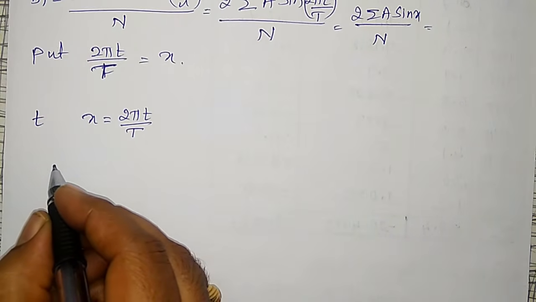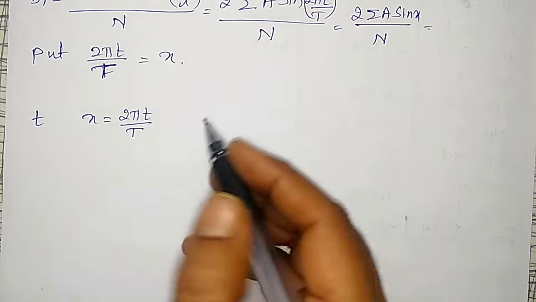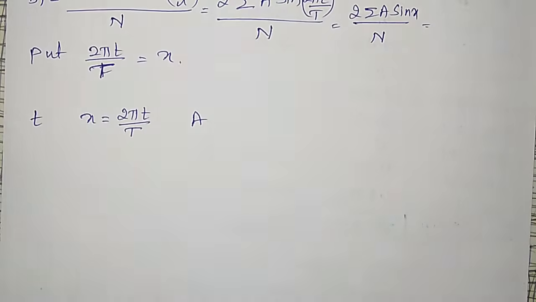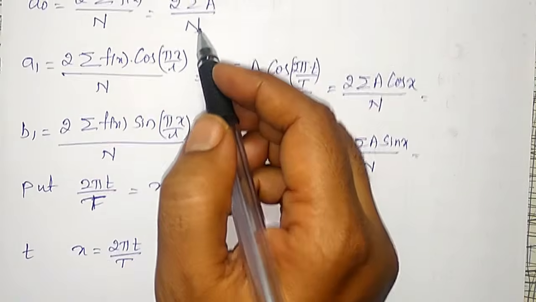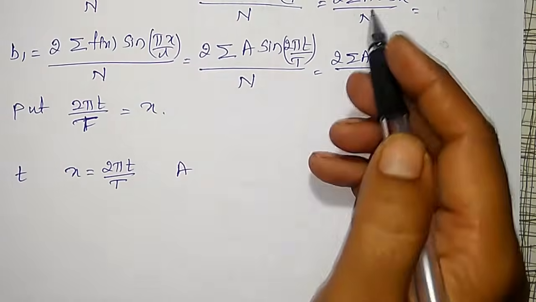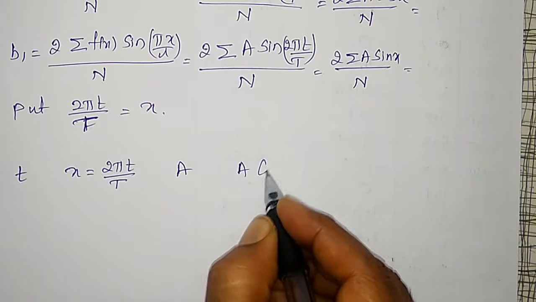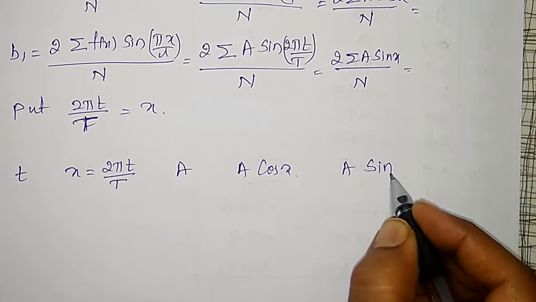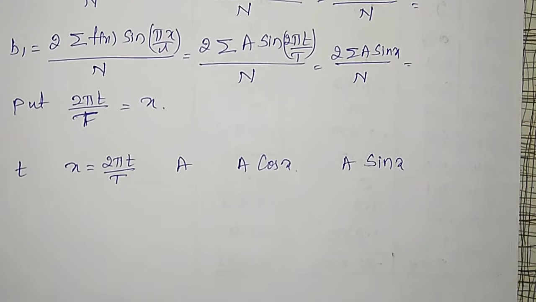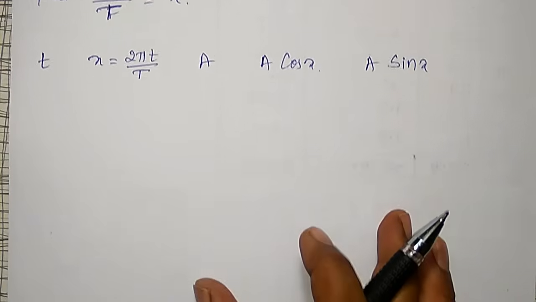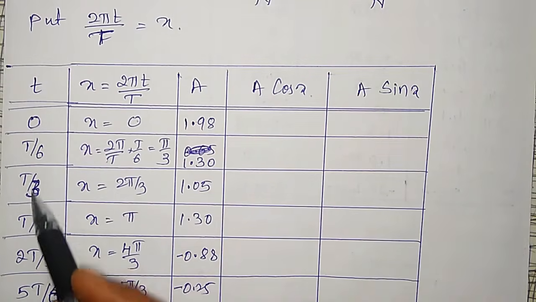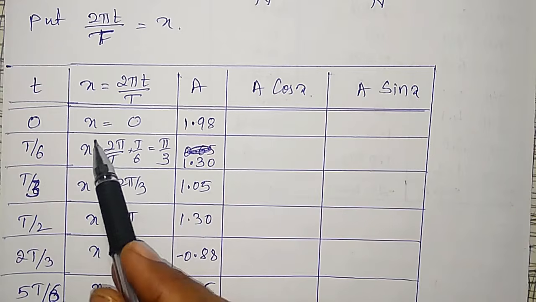And the t values. Next, what else do I want? I want capital A, the sum of capital A's to find out here. Then A into cos x I want, and A into sin x also I want, summation x. Then I will prepare the table for this one, and I will come back here. I have entered all the t values in terms of capital T, and using that I have calculated x.